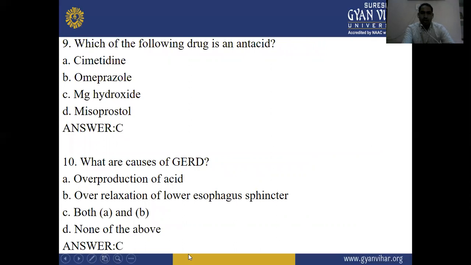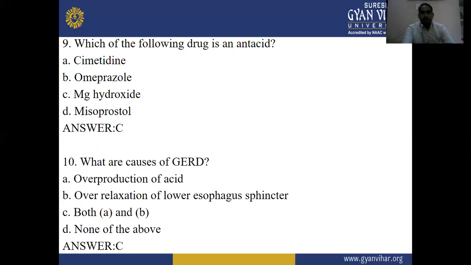Next question: which of the following drugs is an antacid? Option A is cimetidine. Option B, omeprazole. Option C, magnesium hydroxide. And option D, misoprostol. The right answer is C, magnesium hydroxide is an antacid.